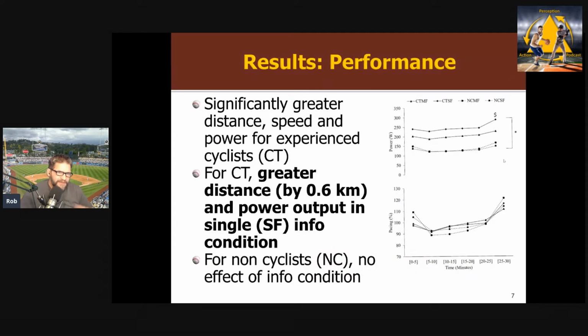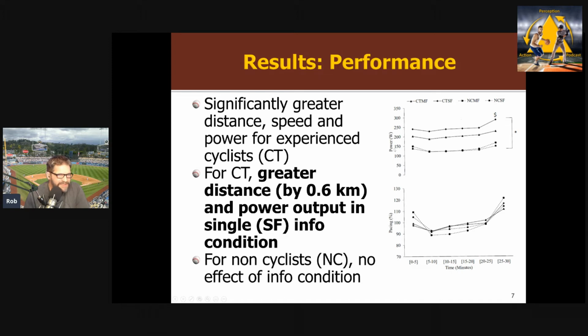First of all, what they found was a clear expertise effect, right? So the experts produced significantly faster, covered a greater distance, had a higher average speed, had more power output than the less experienced cyclists. And you can see this over the graph. This graph is just showing power, right? CT means cyclist triathlete, so those are experienced. MF means multiple feedback. SF means single feedback, right? So you can see both of the solid lines, which for the experienced cyclists are above the novices, so they're producing more power.